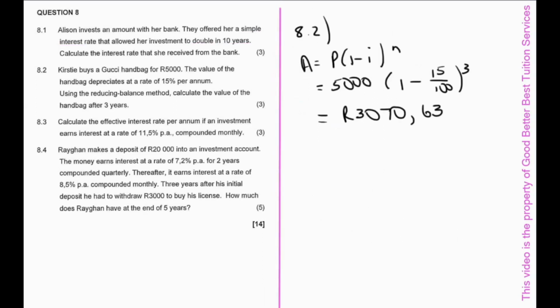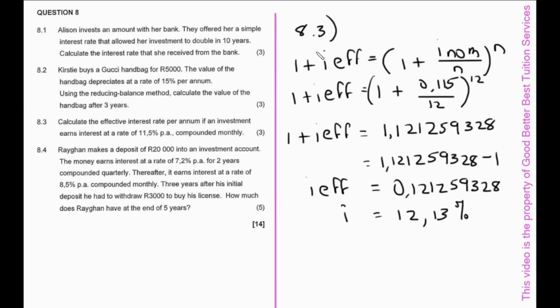Let's look at question 8.2. This is a straightforward depreciation question. They are saying that we need to use the reducing balance method. We know that this method is using the compound interest formula with a minus sign. So we are going to substitute our information. We have 5,001 times (1 minus our interest rate, always divided by 100), and it's for 3 years. So the value of the handbag after 3 years will be 3,070 Rand and 63 cents.